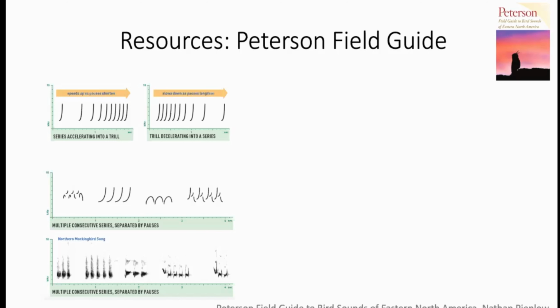But this book really teaches you to think about bird sound in that general impression model, and to think about how it might look on a spectrogram. So for example, it might suggest to you, do you have a series of accelerating notes into a trill, or a trill that decelerates into a slower series? Or do you have multiple consecutive series separated by pauses? And it just gives you kind of a different way of thinking about the sound and breaking it down, much like you would for a dichotomous key for plants. Are the leaves opposite? Are they lobed? Are they fuzzy? It just kind of guides you through how you're thinking about sound.